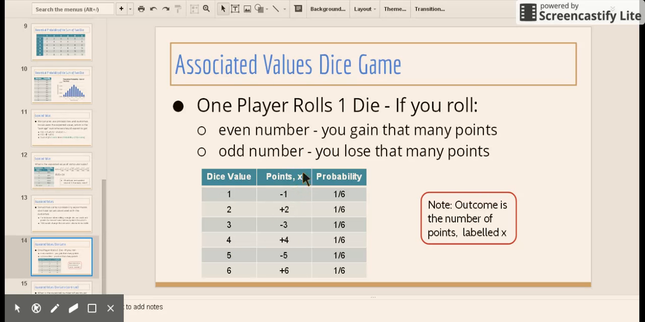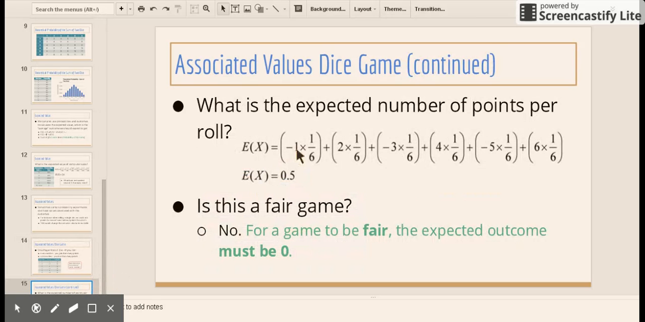You can see this is labeled X. Okay, points. Remember, odd numbers, I lose points, so it's negative. Even numbers, I gain that many points, so it's positive. All right. My probabilities, remember this is a uniform probability distribution, so they are all 1 out of 6. And to find the expected value, I'm going to multiply the points times the probability and then add all those values up. So here we are, -1 times 1/6 plus 2 times 1/6 on through the chart. I get an expected value of 0.5.